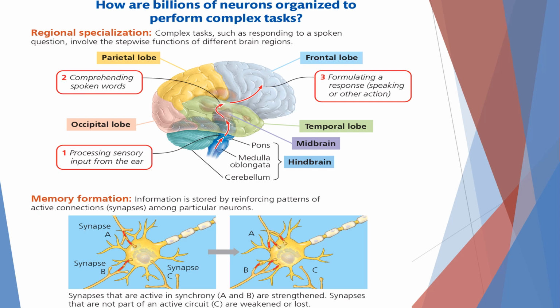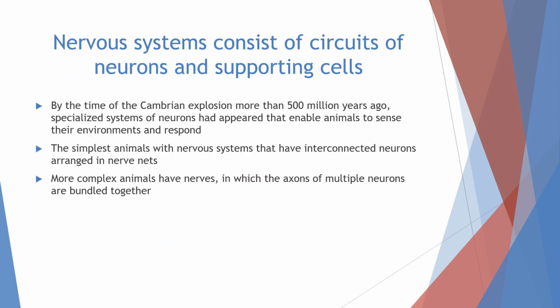Moving on to the nervous system consisting of circuits of neurons and supporting cells. By the Cambrian explosion, more than 500 million years ago, systems of neurons had appeared that enabled animals to sense their environment and respond. This is when nervous systems were beginning, along with actions, reactions to stimuli, and cognitive abilities.